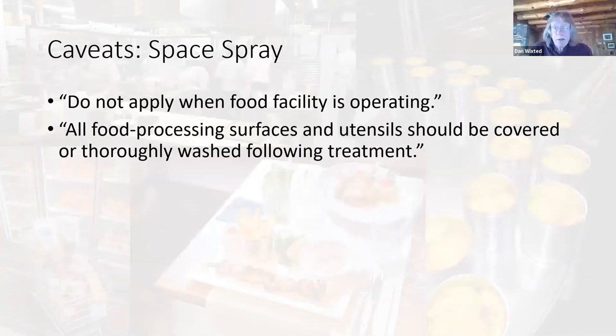And a common concern is with space sprays, which is what it sounds like, pesticide being applied into the whole room, like an area spray. Labels will often say that food processing surfaces and utensils need to be covered prior to application or washed. So if you're a pest control technician making this application, they're going to want you to cover those surfaces first. They're not going to be happy if you say, oh, don't worry, we'll wash them later, because if you fail to do that and something bad happens, it's the applicator that gets in trouble for not following label directions. So you need to communicate with your applicator all the time. Next, please.